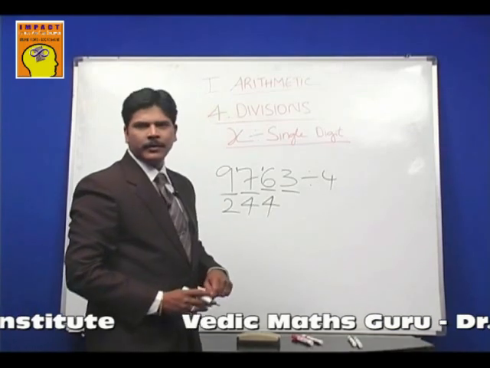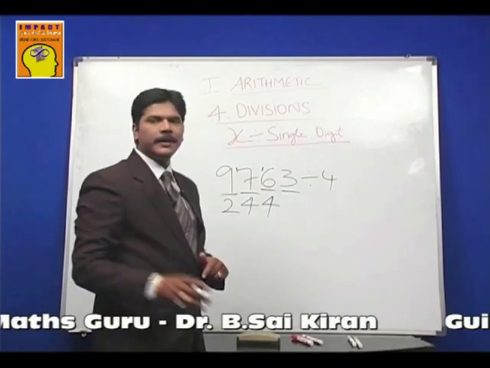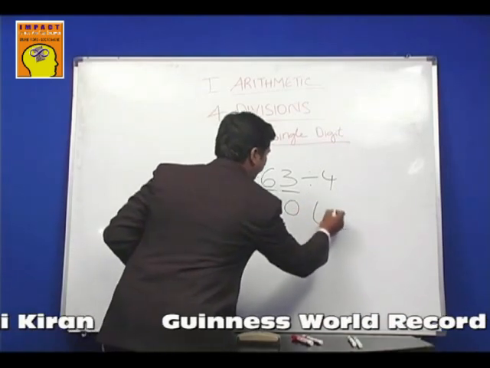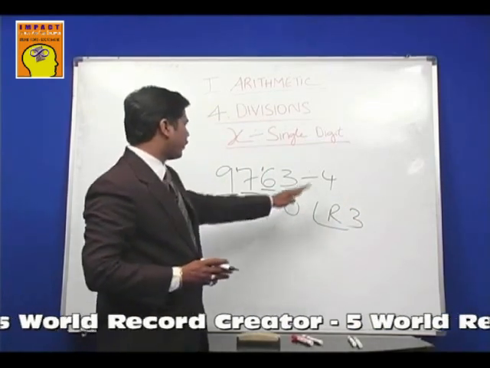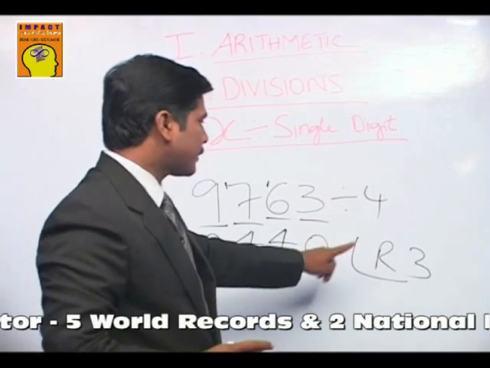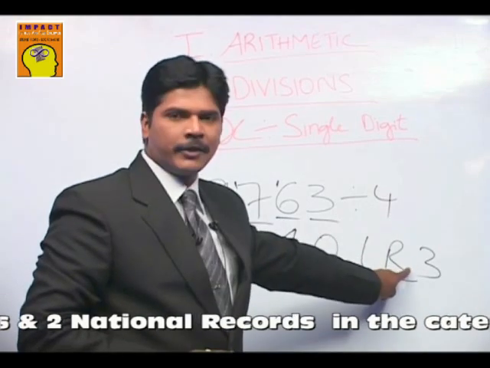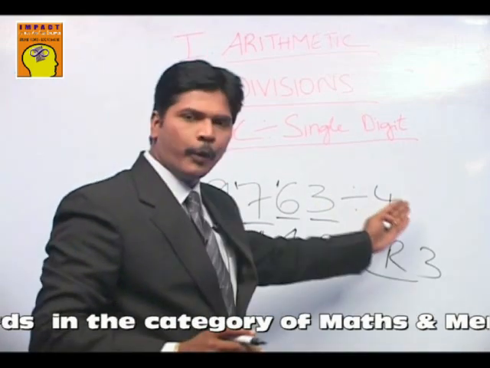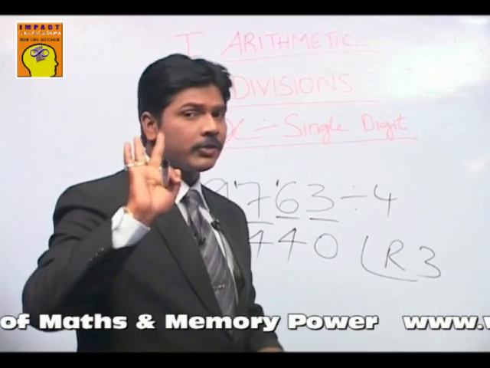Will 4 go in 3? Now 3 is less than 4, so 4 will not go in 3, and that is the last number. In that case, what you have to do is put a 0 there, and that becomes the remainder. So when you divide 9763 by 4, you get 2440 with a remainder of 3. Now I was trying to explain what remainders are. There are 4 people and 3 biscuits are left out. We assume 9763 biscuits divided among 4 people. Each person gets 2440 biscuits, and after that 3 biscuits are left out.